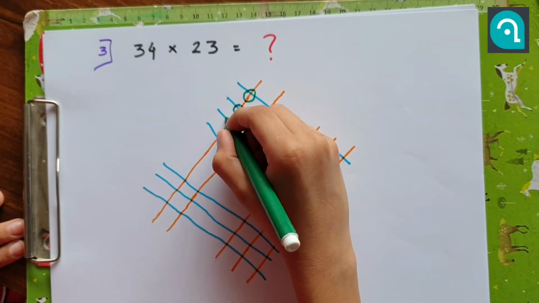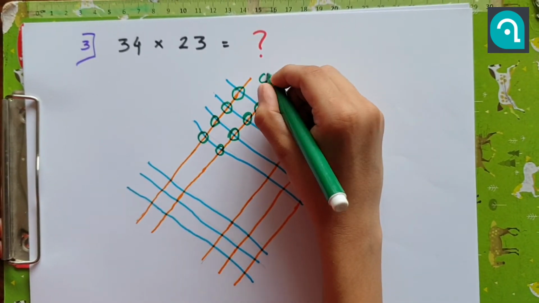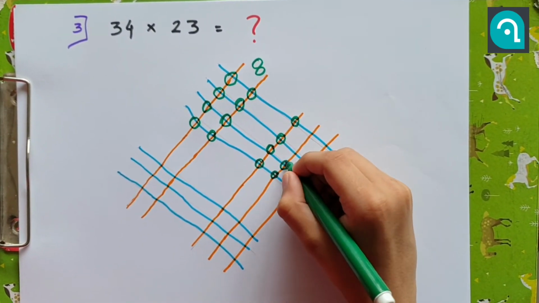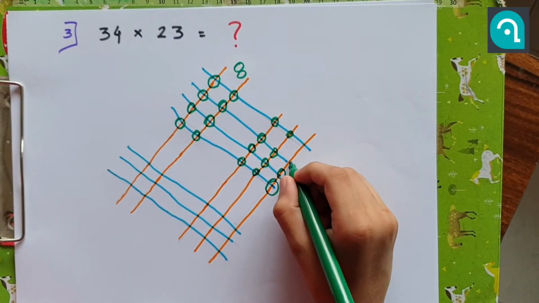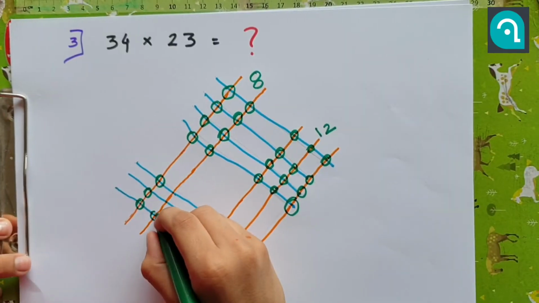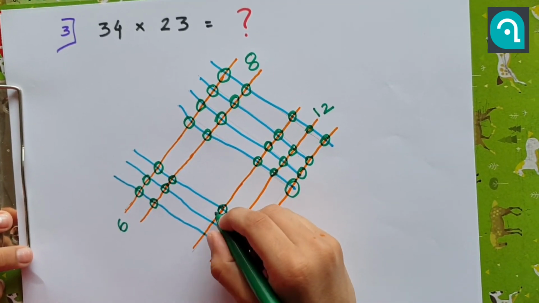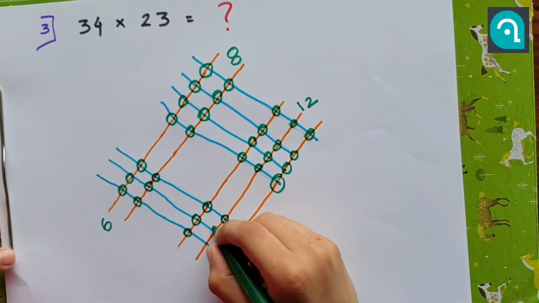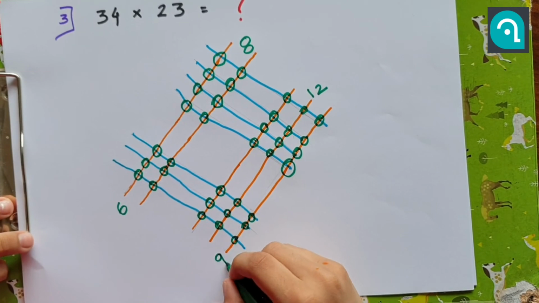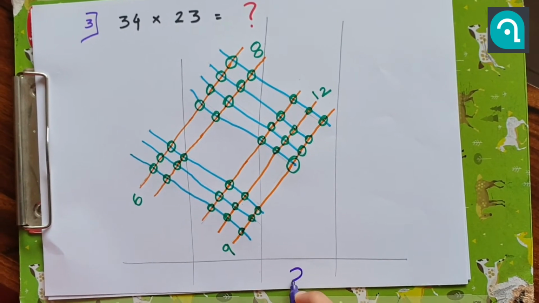1, 2, 3, 4, 5, 6, 7, 8. 1, 2, 3, 4, 5, 6, 7, 8, 9, 10, 11, 12. 1, 2, 3, 4, 5, 6. 1, 2, 3, 4, 5, 6, 7, 8, 9. For this 12, we will carry 1 over here and 2 over here.